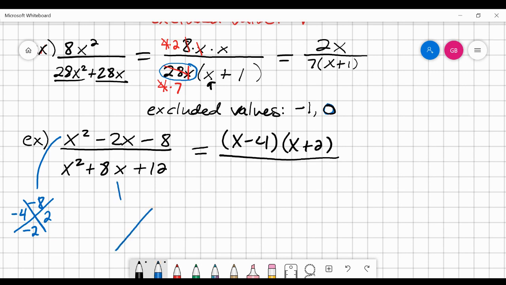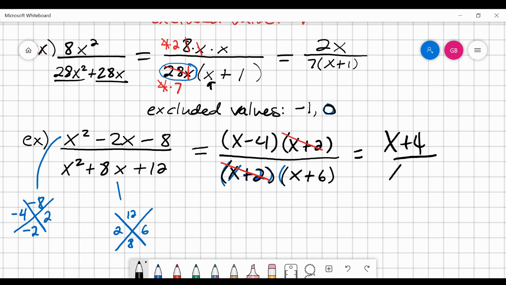and then for the bottom, what multiplies to 12 and adds up to 8? 2 times 6 is 12, and 2 plus 6 is 8. So our factors are x plus 2 and x plus 6. Okay, now we look for things that we could simplify. So these 2's cross out nicely. So our answer is x minus 4 over x plus 6. And that's it.